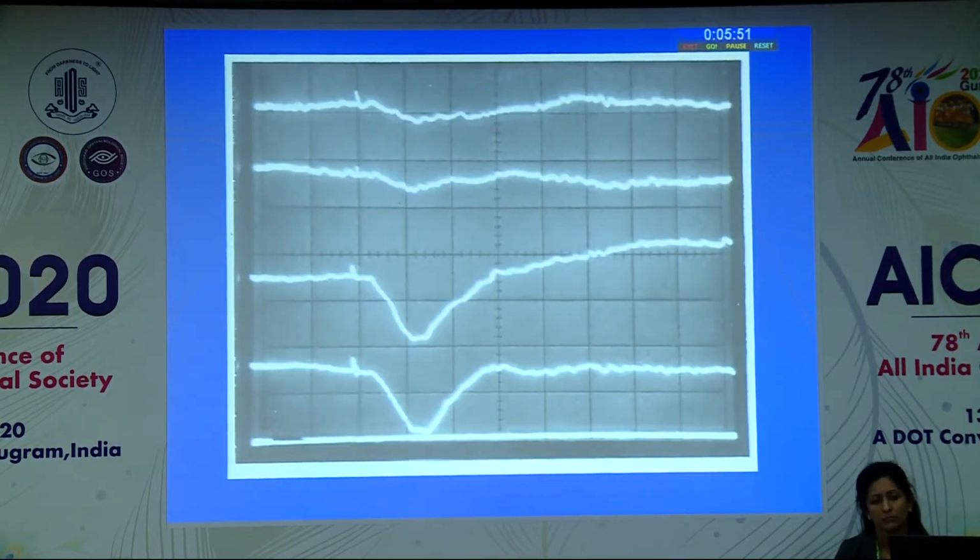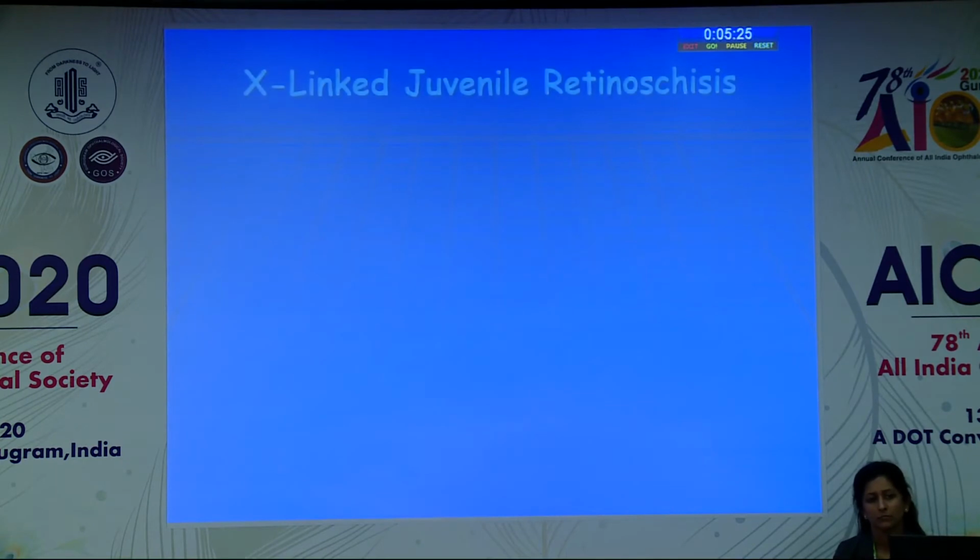We did an ERG to establish the diagnosis. The top two show the recordings from the right eye, and the bottom two show the recordings of the left eye. As you can see, the right eye pretty much is non-recordable, although there is a wave amplitude there. But in the left eye, you can see the A wave goes down, but the B wave does not come up, which establishes the diagnosis of X-linked juvenile retinoschisis. And that is what we call the selective B wave reduction, or a negative ERG.